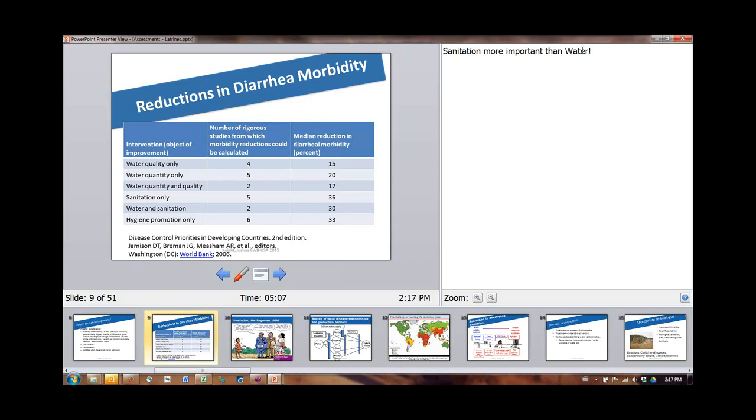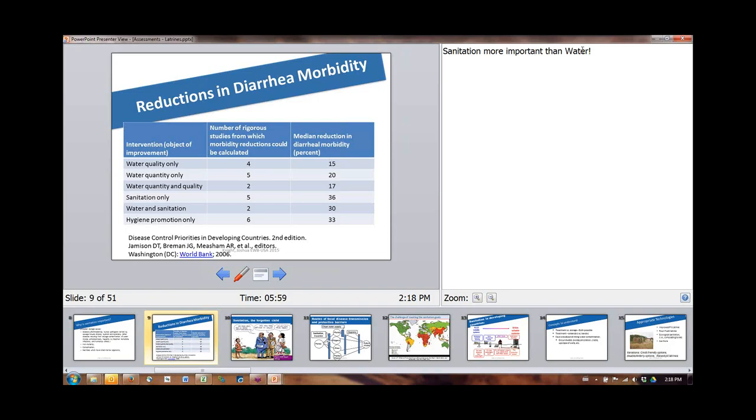So water quality only, you can see there they found four studies, and there was a 15% reduction in diarrhea. Water quantity only has, in the same ballpark, about 20% rounded. And then water quality and quantity, you can see there it actually went down. So these are real studies because they're real places, and every place isn't going to be exactly the same. So this actually makes sense. But it's still there in the low 20s, about 20%. If you look at sanitation, it jumps up to over 30%. That's a big deal. So that shows that you're doing great work. You put water and sanitation together, again for some reason it decreases, but still it's somewhere in the 30s. And then you do hygiene just by itself, and it's in that 30%.